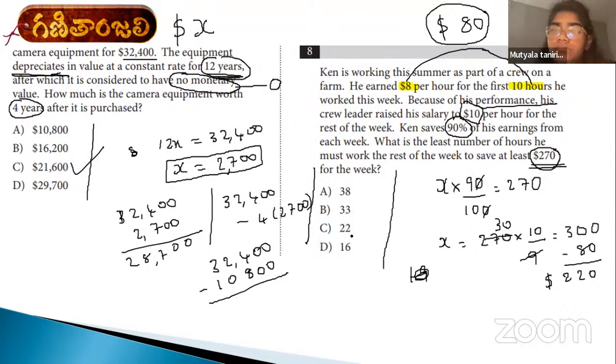22. Yeah, that's correct. In the first 10 hours, he earns $80. From then onwards, he is getting $10. So for 22 hours, he is getting 220 plus 80, 300. Out of $300, he saves 90% of it, 270. That's correct. Got it? Clear?